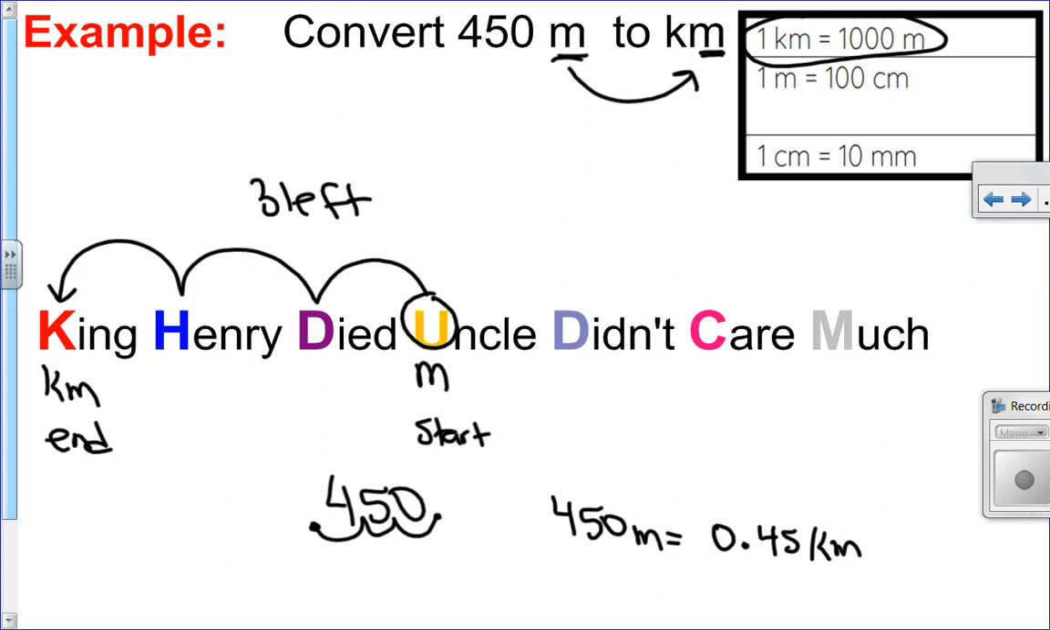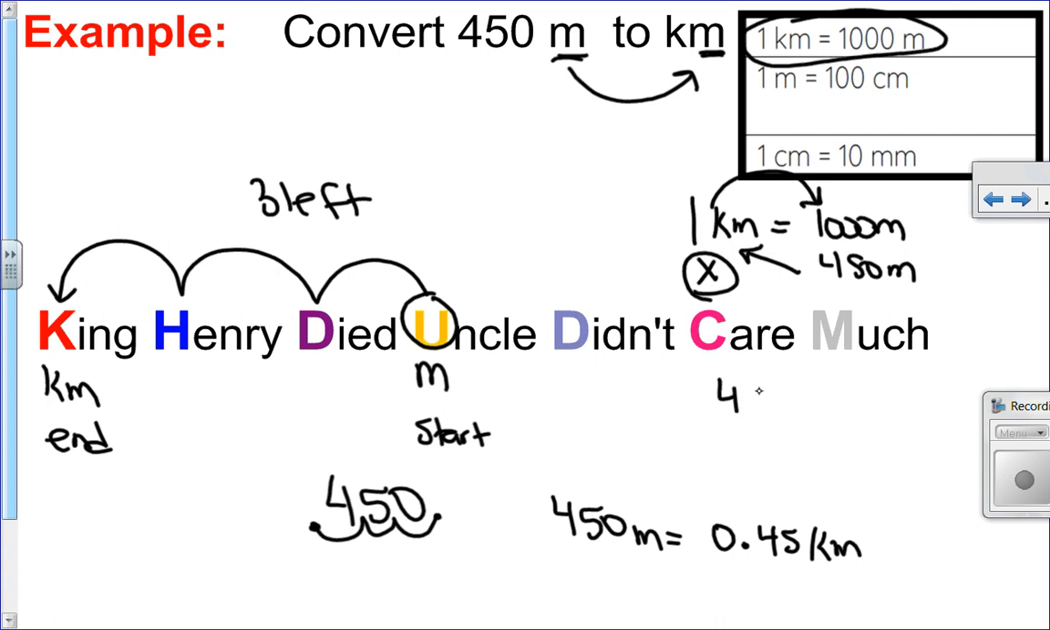Now let's check if that's right with our conversion statements. So here I have that 1 kilometer equals 1,000 meters. And I want to know how many kilometers there are in 450 meters. So just like we did last time, I'm going to cross multiply and divide. And when I do 450 multiplied by 1 divided by 1,000, I in fact get the same answer, 0.45 kilometers. So it does work.